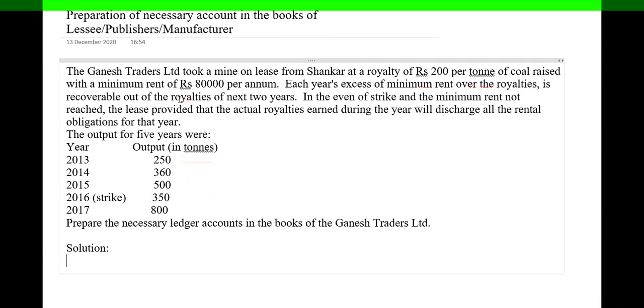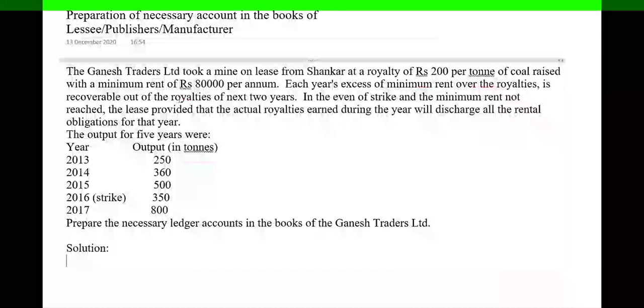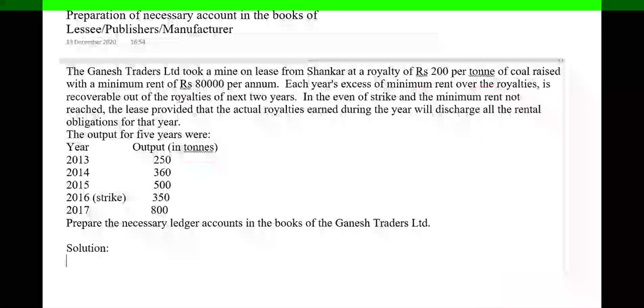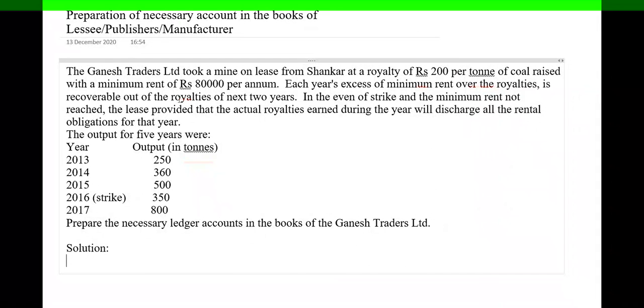So in this problem, Ganesh Traders Limited took a mine on lease from Shankar at a royalty of rupees 200 per ton of coal raised with a minimum rent of rupees 80,000 per annum. So the minimum rent agreed between the parties is rupees 80,000. Ganesh Traders is a lessee, whereas Shankar is a lessor or landlord. Each year's excess of minimum rent over the royalties is recoverable out of the royalties of the next 2 years. In the event of the strike and the minimum rent not reached, in such case, actual royalty itself is the minimum rent here. So there is no need of calculation here.